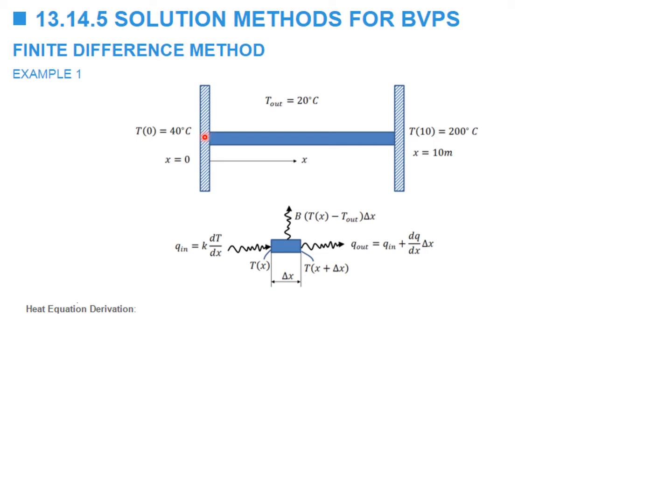The temperature at one end of the rod is 40 degrees Celsius, and the temperature at the other end is 200 degrees Celsius. So we'd like to find the temperature throughout the rod in the steady state condition, where the temperature no longer changes. To do this, first we're going to derive the differential equation that we are going to solve using the finite difference method.